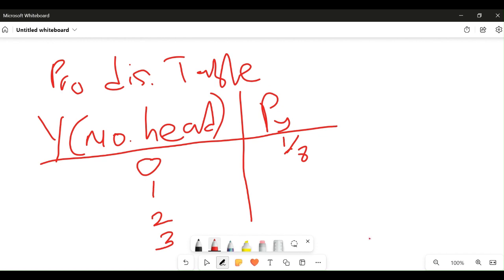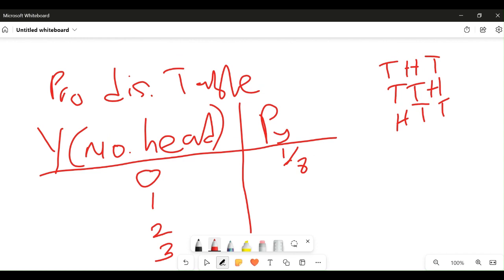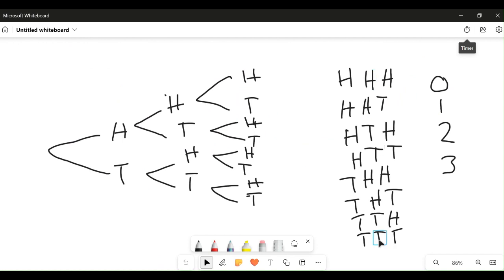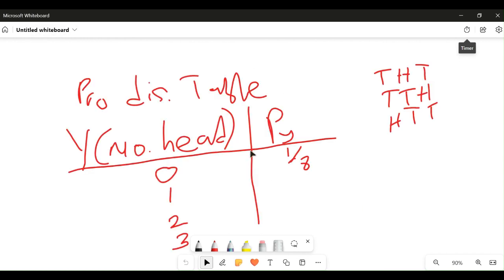Now, what's the probability of having one head? From our experiment, the scenarios where we have only one head are tail, head, tail; tail, tail, head; and head, tail, tail. There are only three possible outcomes where we have only one head.